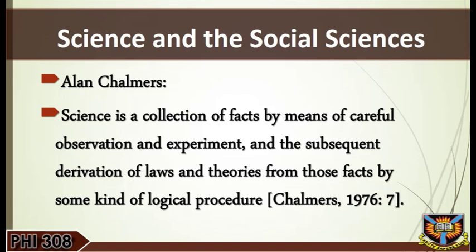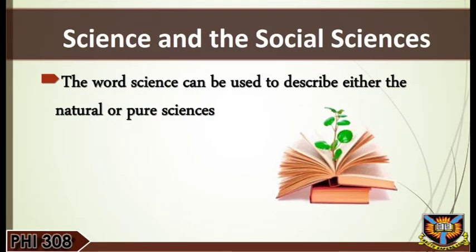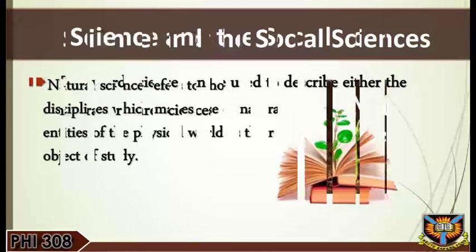Science is defined by Alan Chalmers as a collection of facts by means of careful observation and experiment, and the subsequent derivation of laws and theories from those facts by some kind of logical procedures. In strict conventional usage, the word science can be used to describe either the natural or pure sciences, the applied sciences or the social sciences.